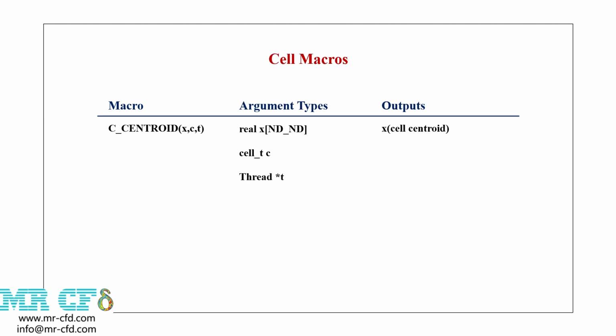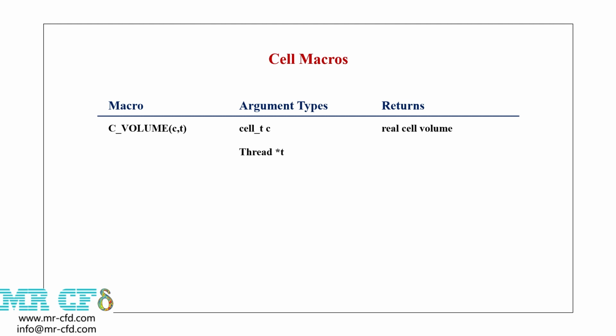Next, we introduce the cell macros. This group of macros represent the real value related to cell variables in SI units. The C_CENTROID macro provides the coordinates of the spatial position of the cell centers. This macro consists of three arguments. The first one represents the spatial position coordinates of the cell in terms of x, y, and z, which are presented as real numbers. The second argument represents a variable that is the place to receive cell information from a cell thread. And the third argument is a pointer to the cell thread.